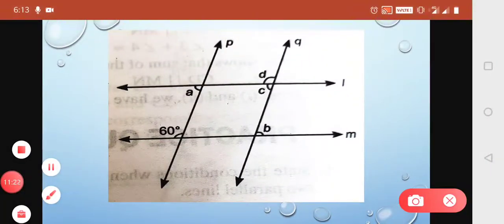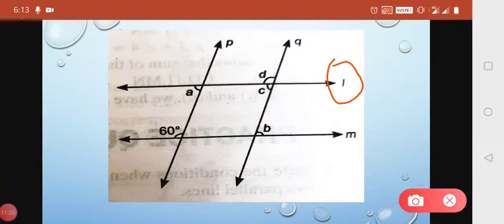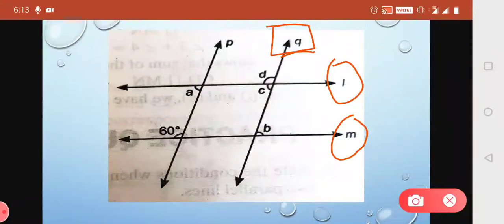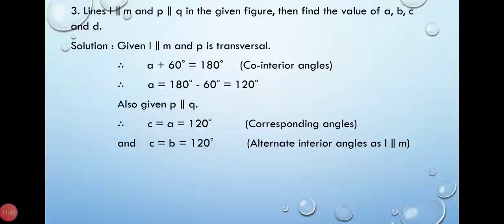You can see in the figure that when we again select line L parallel to M, and now Q is transversal. Before we had selected P as transversal, so we got A equal to C as a corresponding pair. Here we select line L parallel to line M and Q is transversal. We get value of C equal to value of B, because they make a pair of alternate interior angles. So we get value of C equal to A equal to B, that is all the three are 120 degree.